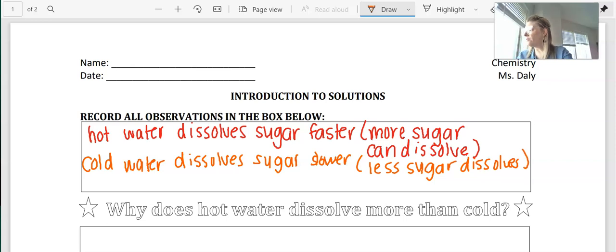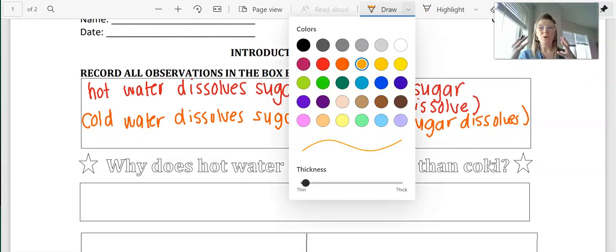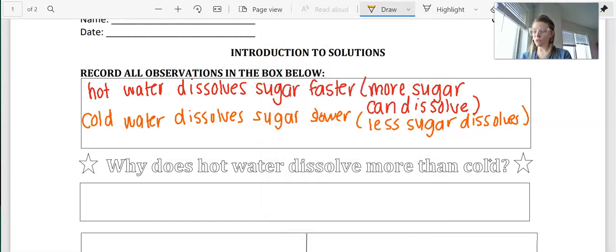Okay, all right. And so what we're going to focus on today is, why does hot water dissolve more than cold? Why does it dissolve faster? Why does it dissolve more sugar than, let's say, the cold water? Something that I want to just take a moment to review. It's been a while since we've talked about solutions. And I want to remind you guys that a solution, like sugar water, for example, is considered a homogeneous mixture. And we call it a homogeneous mixture because we can't see the difference. Once the sugar dissolves, it looks the same throughout. All of our particles have dispersed evenly through the solution.